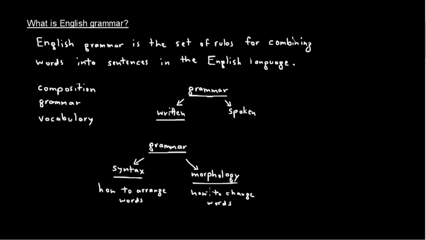Because there are rules for how words change, how they morph, and then there's words how they arrange. Now, in a given grammar, in English grammar, French grammar, there's usually some kind of balance, but in English, syntax is the biggie, and morphology is not so big. We don't change the words that much in English, but it's very important how we arrange the words.